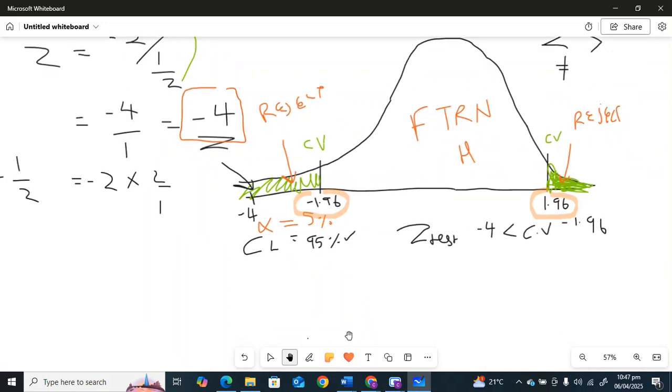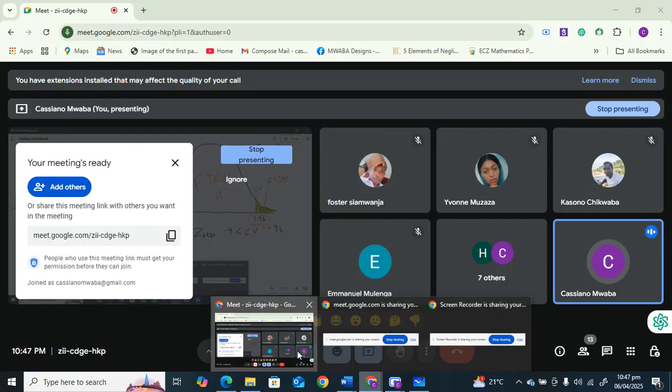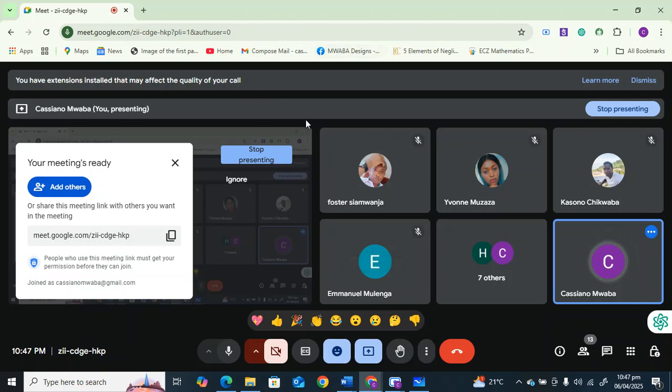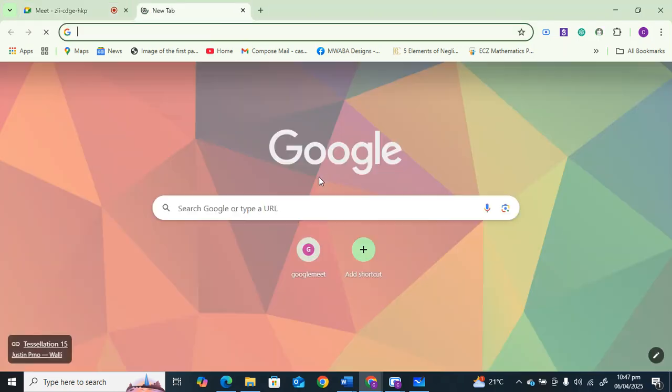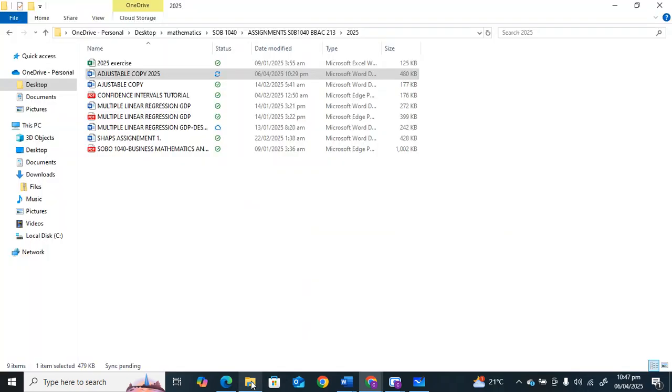Let me even get the Z table so that we see where this 1.96 is coming from, because I think that's the next question on people's minds. So where is that 1.96 coming from? Okay, let me show you. Let me just get the Z tables.